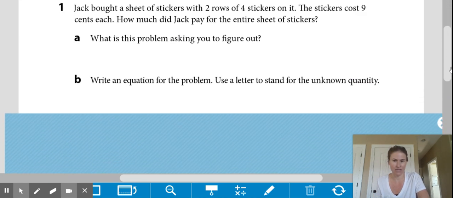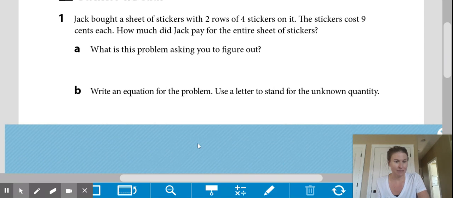And when I write the equation, many times what I do is I think about it like a story and my equation matches it like a story. But I'm also going to use a letter that stands for the unknown. So I want you to quickly think, what would you write for this equation?